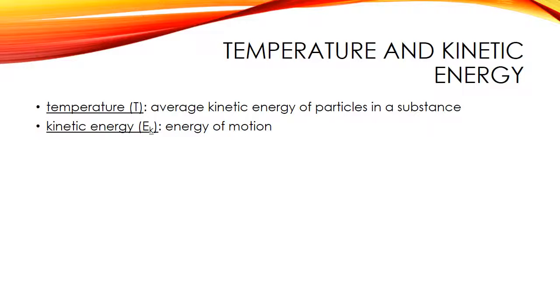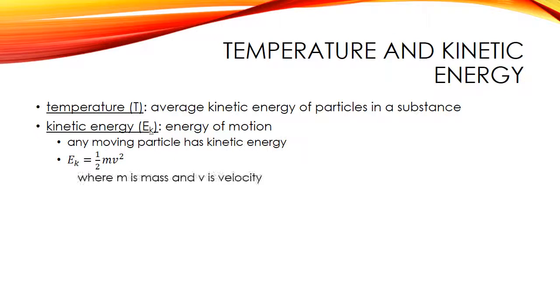Kinetic energy, which we typically use the symbol E with the subscript letter K, E for energy, subscript K to denote kinetic, is simply energy of motion. Any particle, whether we're talking about an individual atom or a planet, if any particle or object is in motion, it will have kinetic energy. To calculate kinetic energy, we use the equation 1/2 mv squared, where m is the mass of the particle or object and v is the velocity of that particle or object.